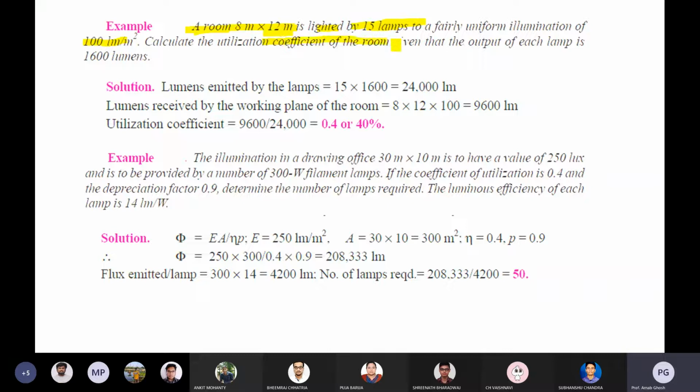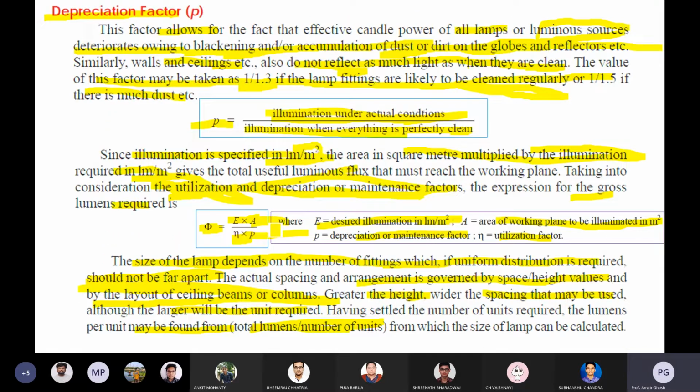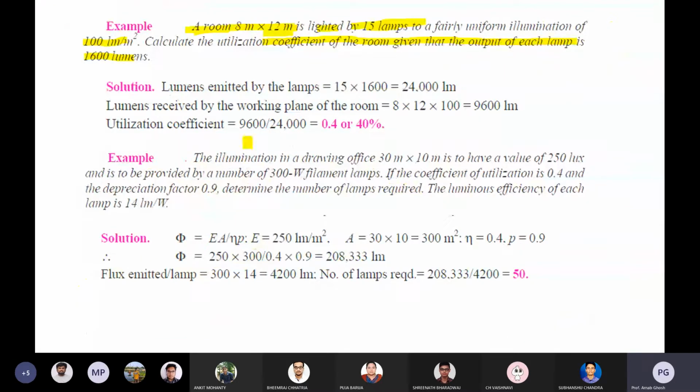Okay, so it's given. What is the formula? Phi equals EA by eta into P. So directly, the lumens emitted by the 15 lamps: for one lamp, how many lumens are there? 1600. For 15 lamps, 15 into 1600 means 24,000 lumens.